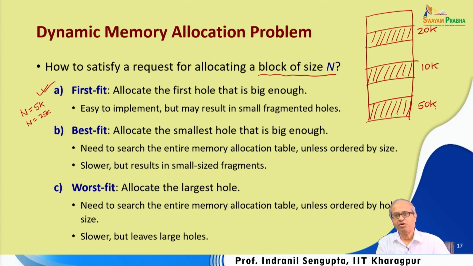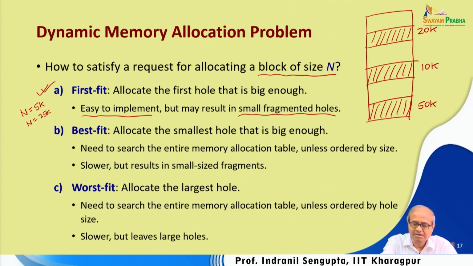This method, because it always searches from the beginning, is of course easy to implement, but it may result in small fragmented holes. Like this 5k, that 20k becomes 15k. Say again there is an 8k request, that 15k becomes 7k. So, small size fragments may result if you use first fit.